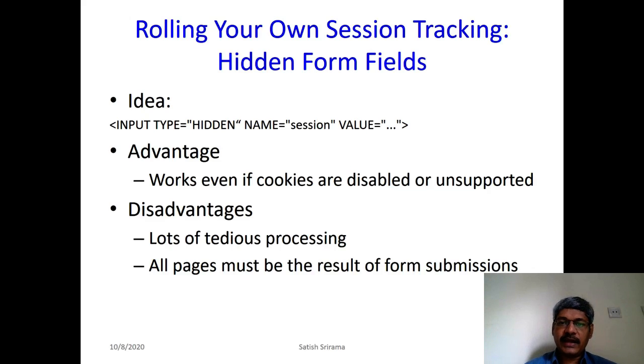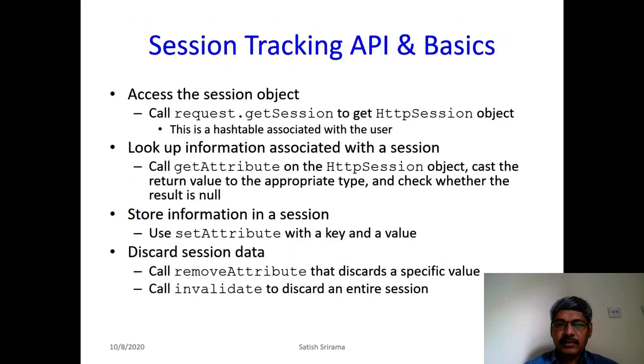So this is how you can have your own session tracking. But the Java Servlets API also has a default session tracking API. In the background it uses similar technologies, but all these things are hidden for you. You can access the session object by calling request.getSession to get the HttpSession object. This is the hash table associated with the user.